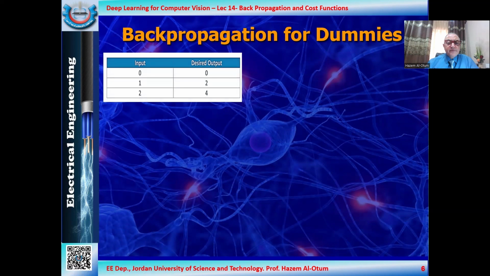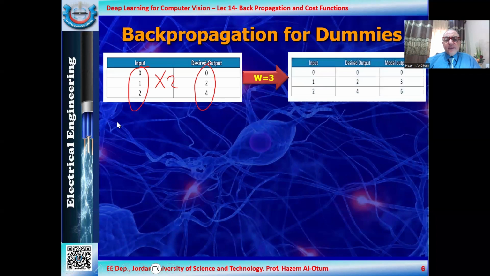We'll start for dummies. Let's say we have an input. As you see here, we have a very simple relationship between the input and the output. It looks like that. We multiply the input by 2: 0 by 2 is 0, 1 by 2 is 2, 2 by 2 equals 4.